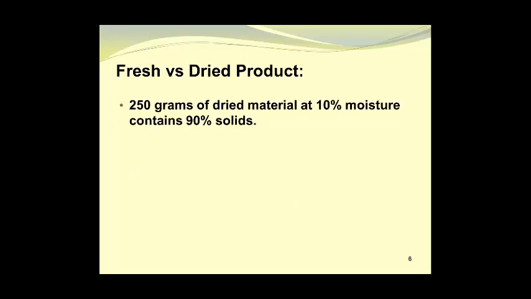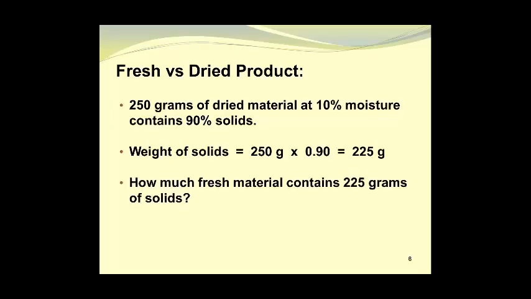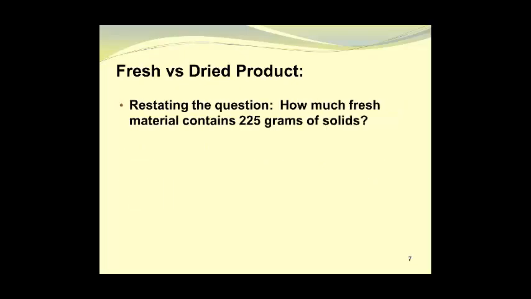250 grams of dried product at 10% moisture will contain 90% solids. The weight of the solids then will be 225 grams. The remaining 25 grams will be water. So how much fresh material contains 225 grams of solids? Restating the question, we could ask how much fresh material contains 225 grams of solids.